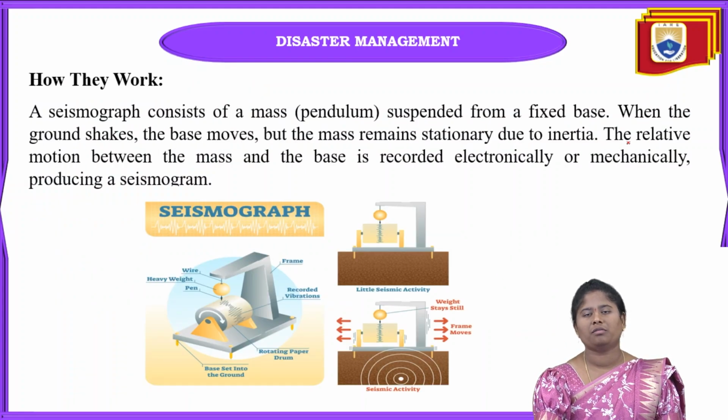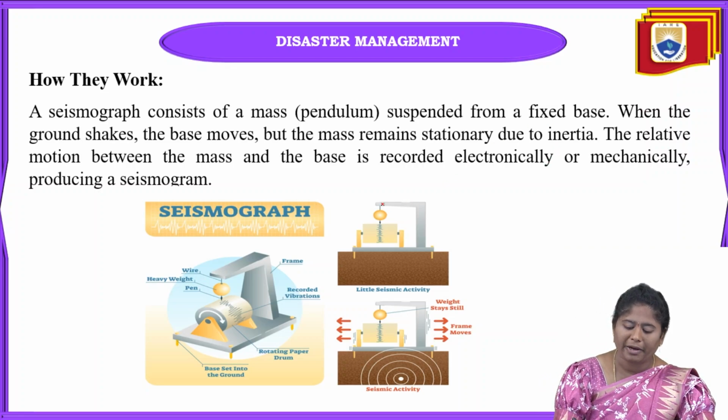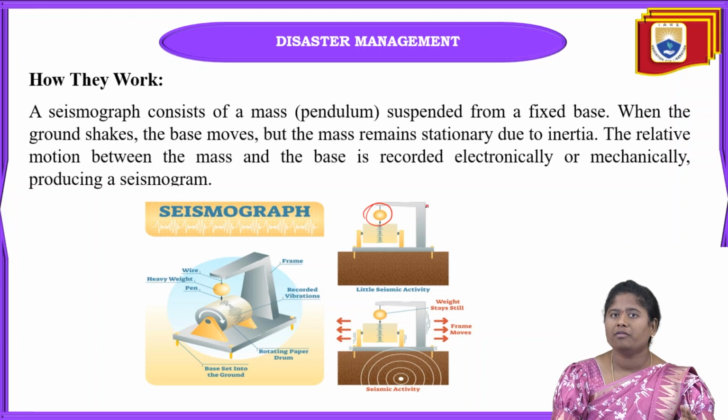And how do these seismographs or seismometers work? Here you can see, the seismograph consists of a pendulum. This is the pendulum. It consists of a mass, nothing but the pendulum, that is suspended from a fixed base. When any earthquake occurs at some specific region and the ground shakes, the instrument base automatically moves. At that time this pendulum remains stationary due to inertia, and there is only relative motion between the mass and the base.